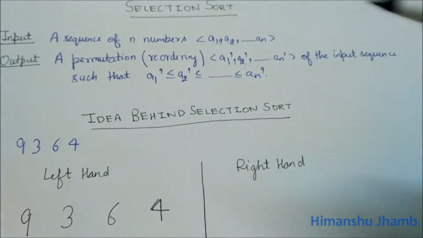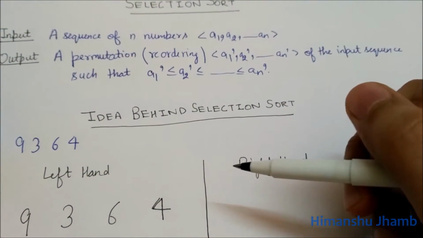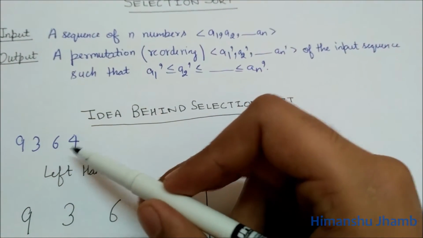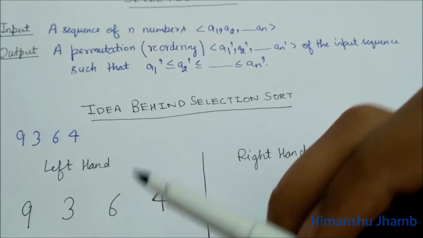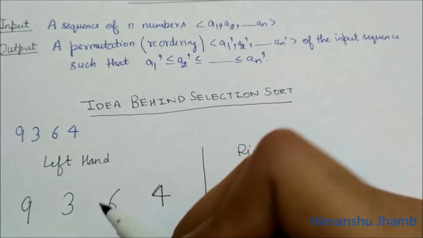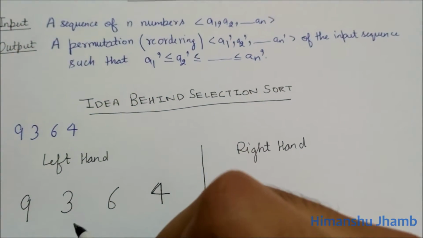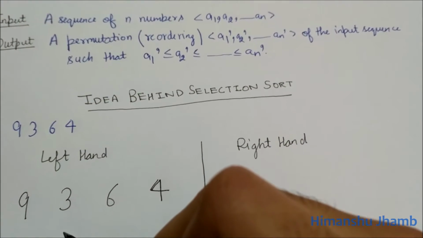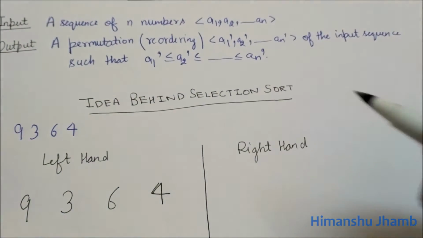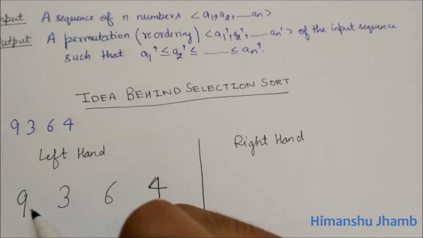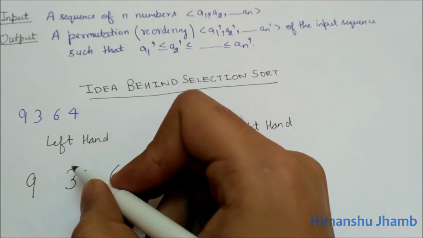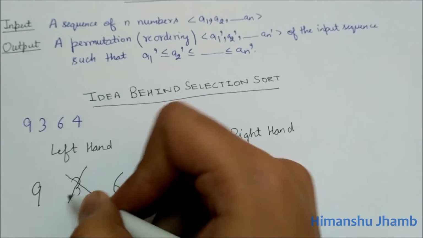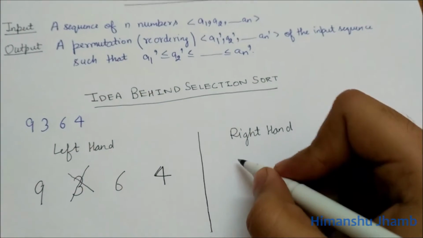So now let's discuss the idea behind selection sort. Let's say we want to sort the elements 9, 3, 6, 4 in ascending order. What we will do first is initially keep all the elements in our left hand, and then we will select the minimum card from the left hand and put it into the right hand. So from these cards, what is the minimum card? 3 is the minimum card, right? So we would pick 3 and put it in the right hand.